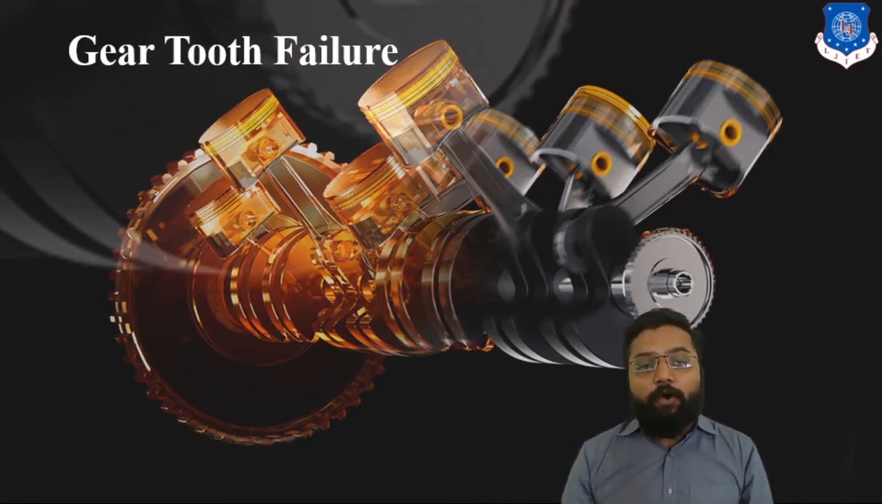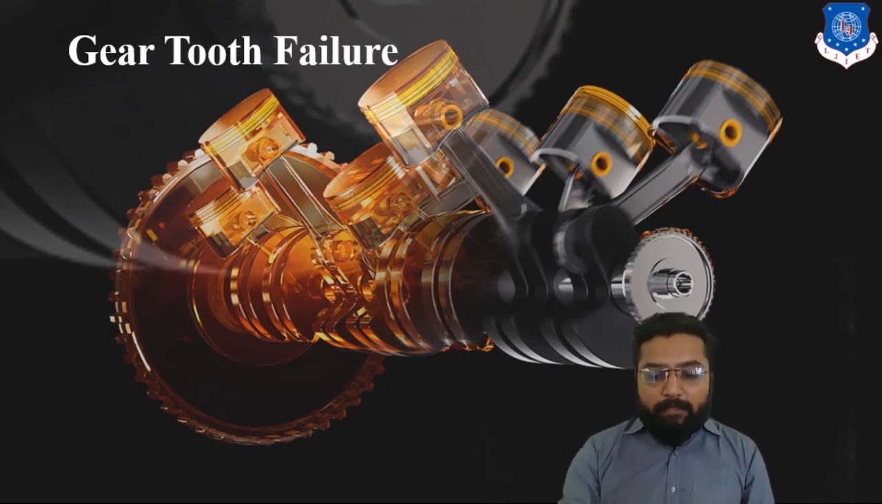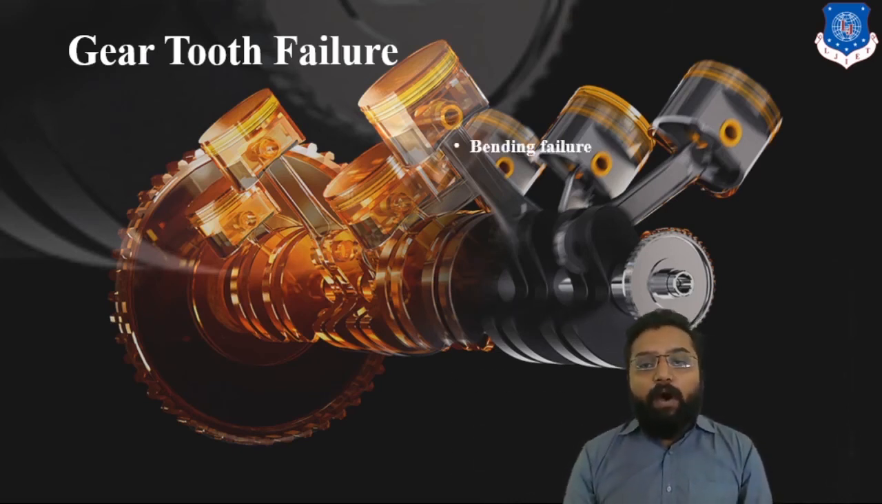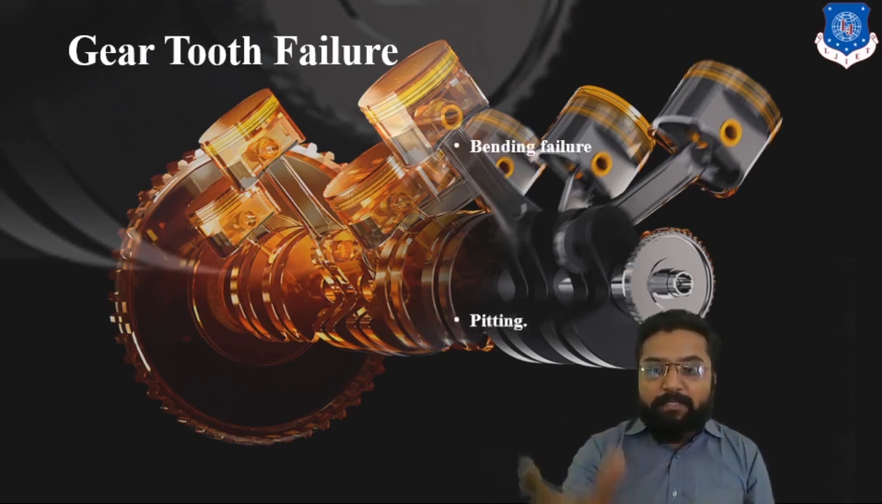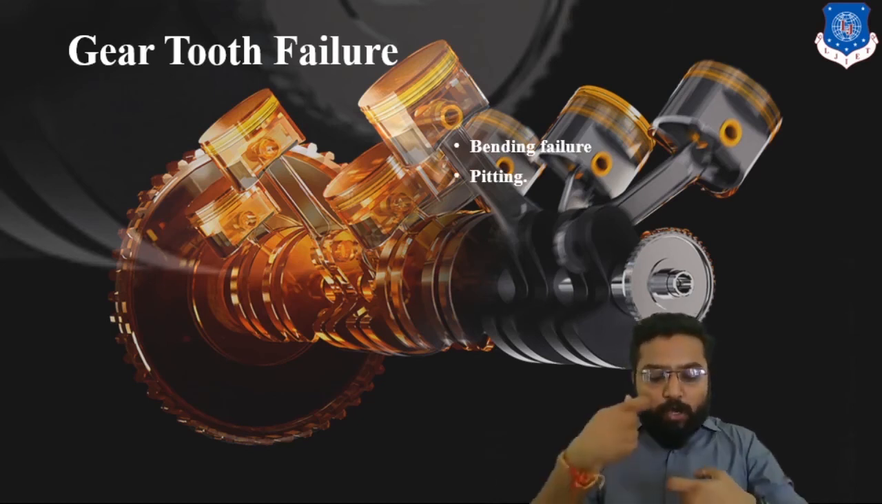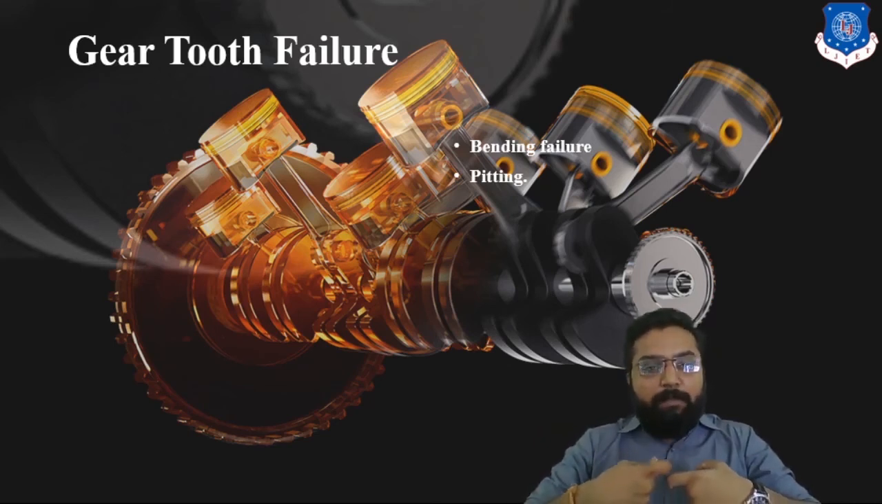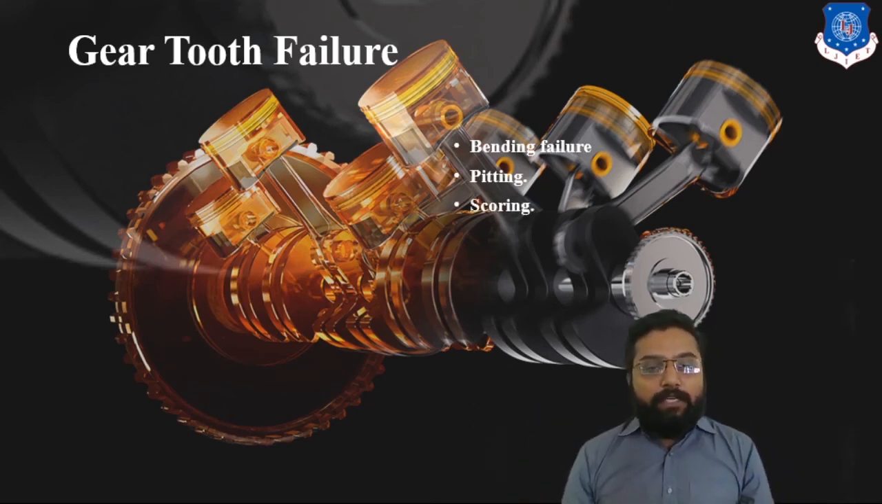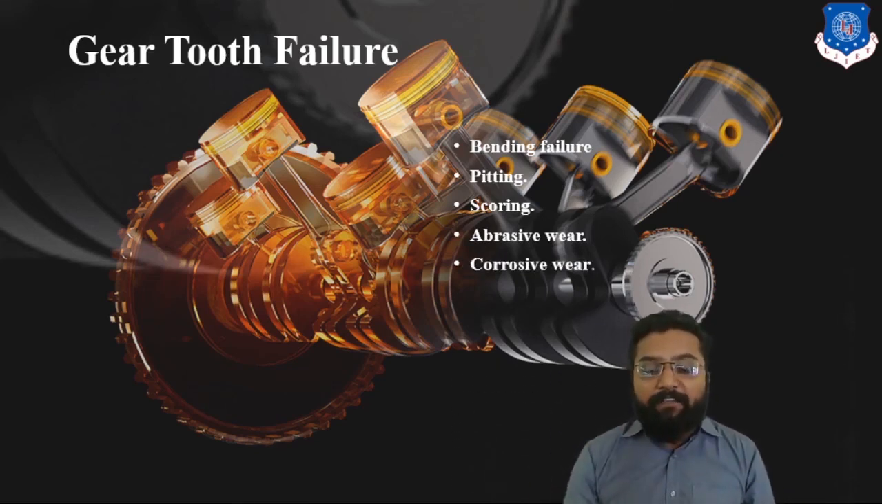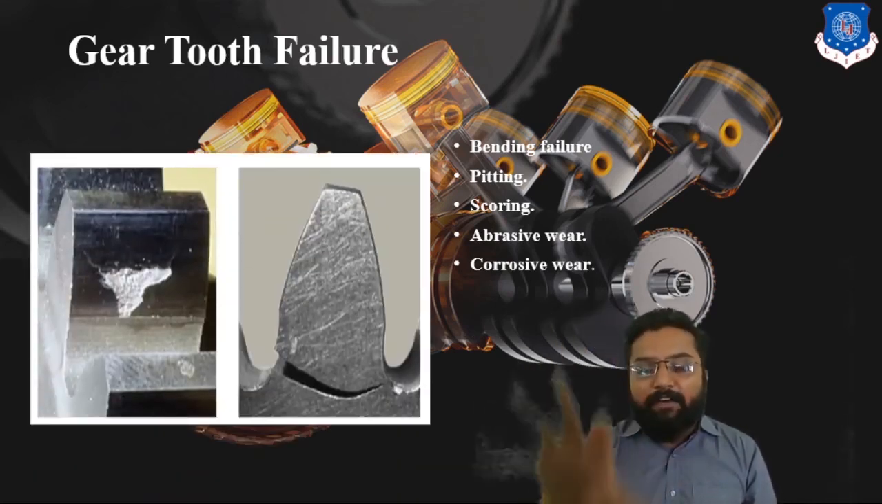Due to these loads, if we haven't designed our gear sufficiently to take them, the gears are going to fail. Clear? So what kind of failure will occur? One is bending failure due to bending stress. Another is pitting, due to the static stress as well as any foreign material which comes in between pinion and gear. Third is scoring, due to a lesser amount of lubrication. Then abrasive wear, due to continuously wearing against each other. Ultimately corrosive wear, due to external and weather effects. So these are the different types of gear tooth failure.